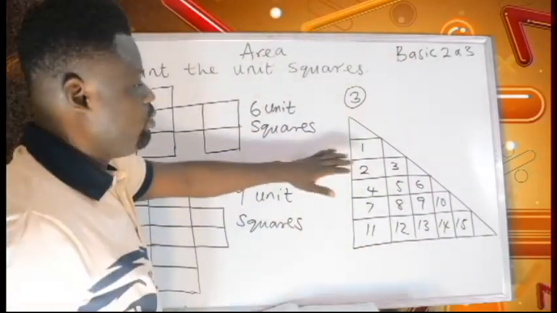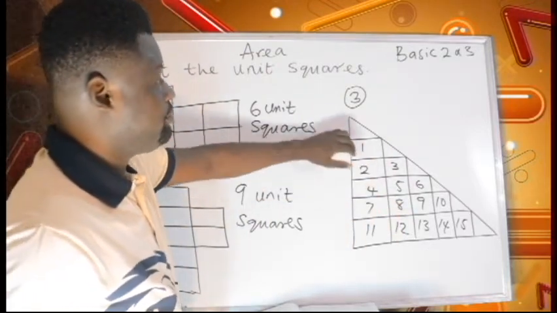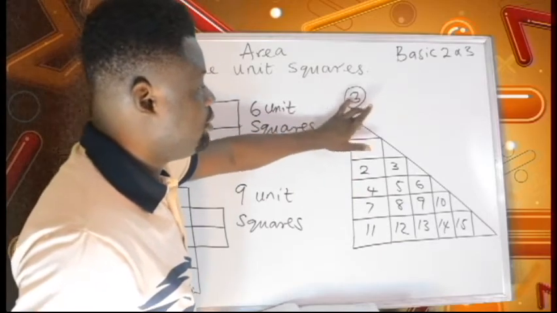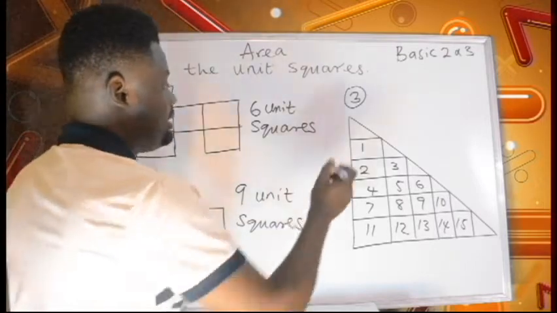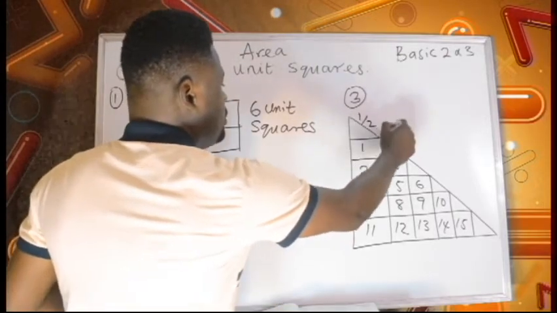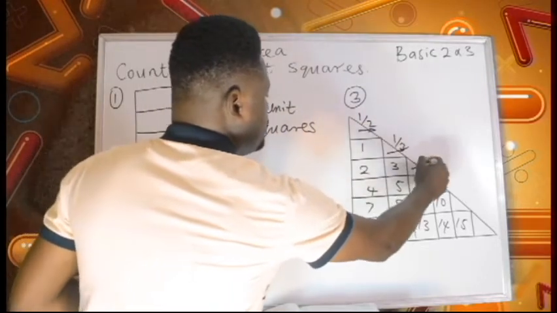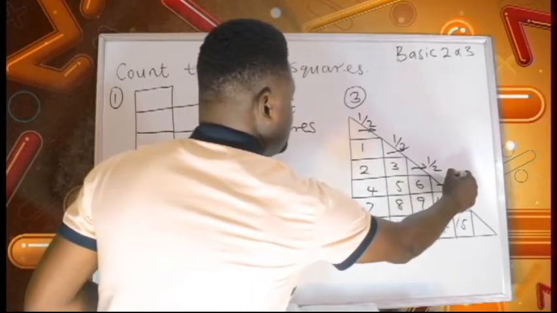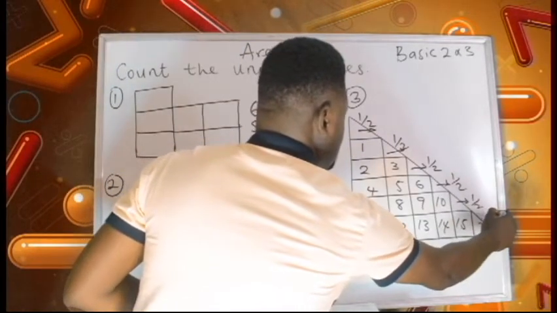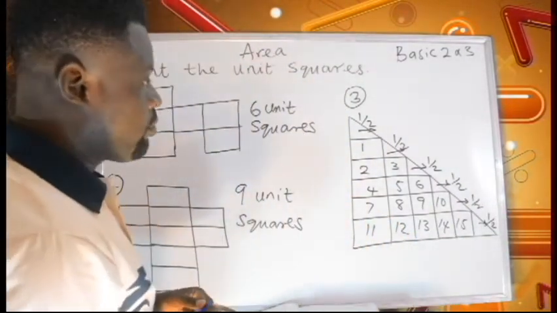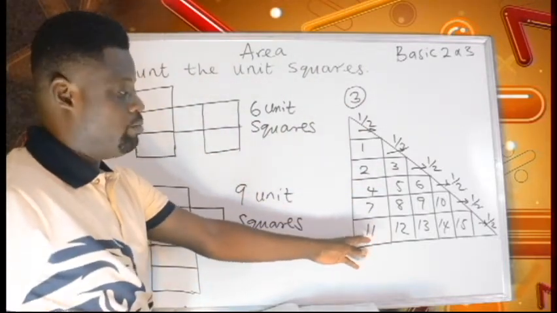If you take a note, we have numbered the whole squares in the triangle. Then we have half squares there. This is half. This is half. Half. Half. Half. So we have to add up the halves and add them to the number of squares we have.